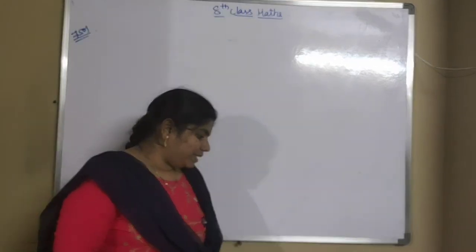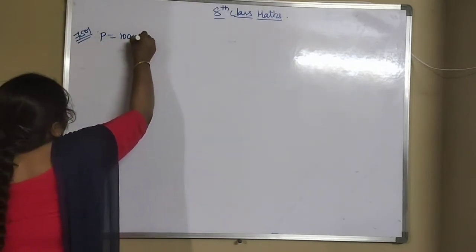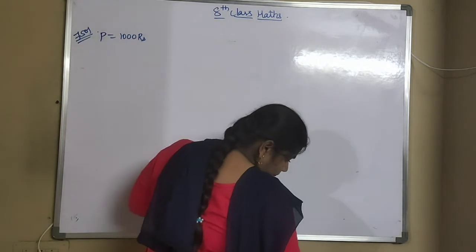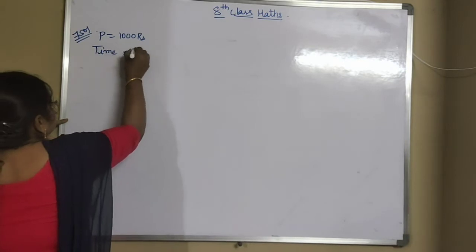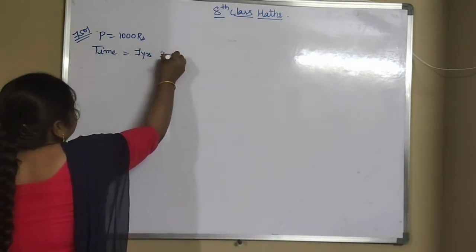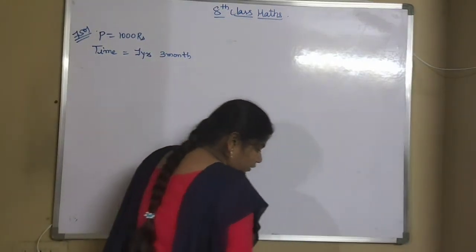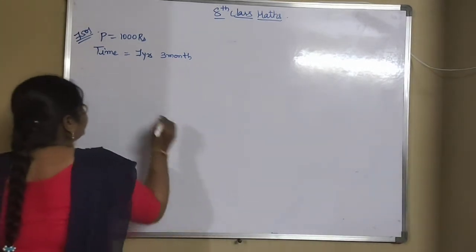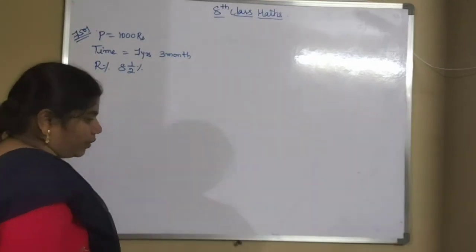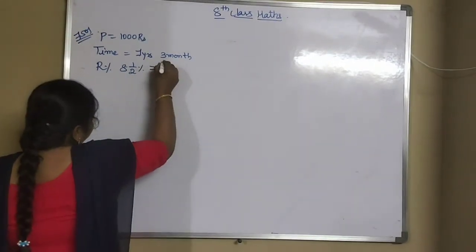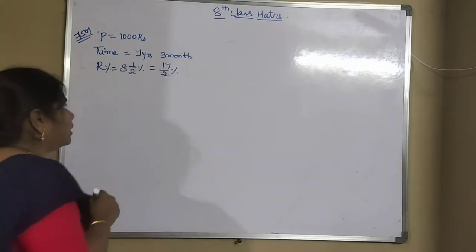So what they have given: principal value, that is 10,000 rupees. And what is the time here? Time is 1 year 3 months. So first we will find for 1 year, after that we will find for 3 months. And what is the rate of interest here? Rate of interest is 8 1/2%. Okay, so this 8 1/2, if you convert, will be in the form of 17/2%. 2 8s are 16, 16 plus 1 will be 17, 17/2%.